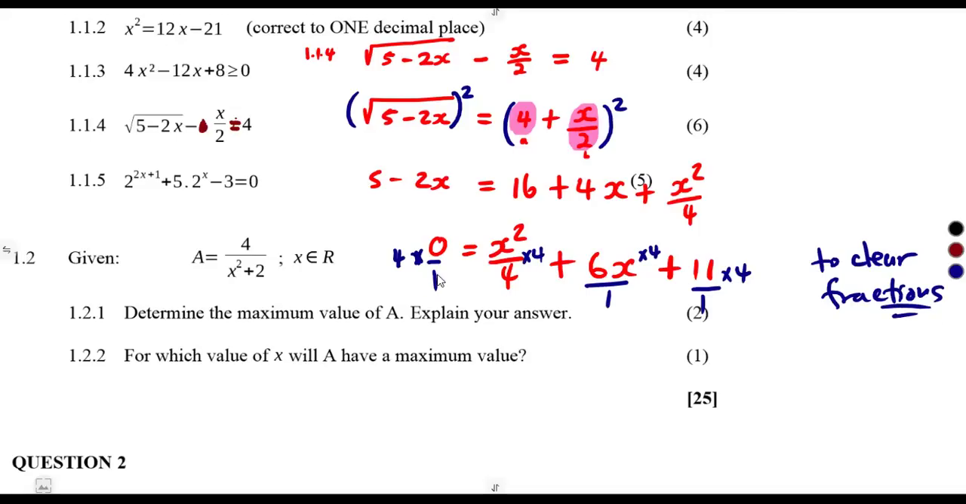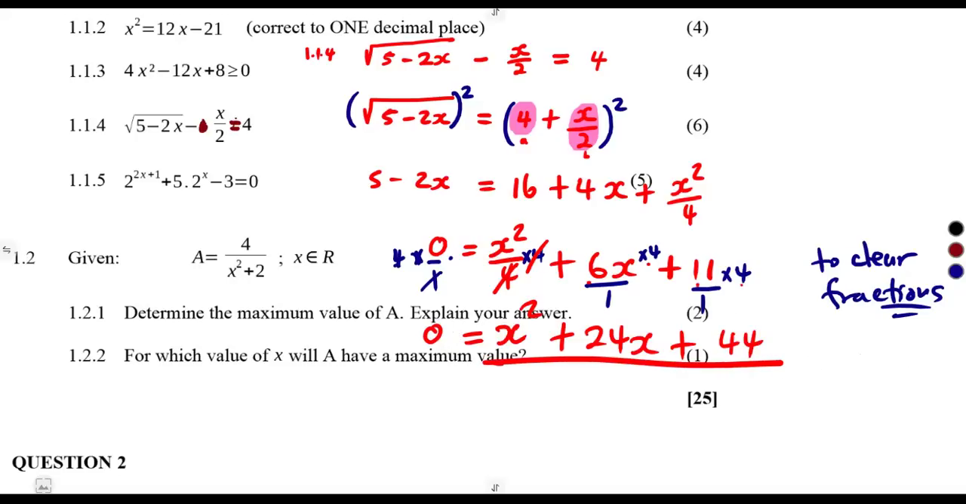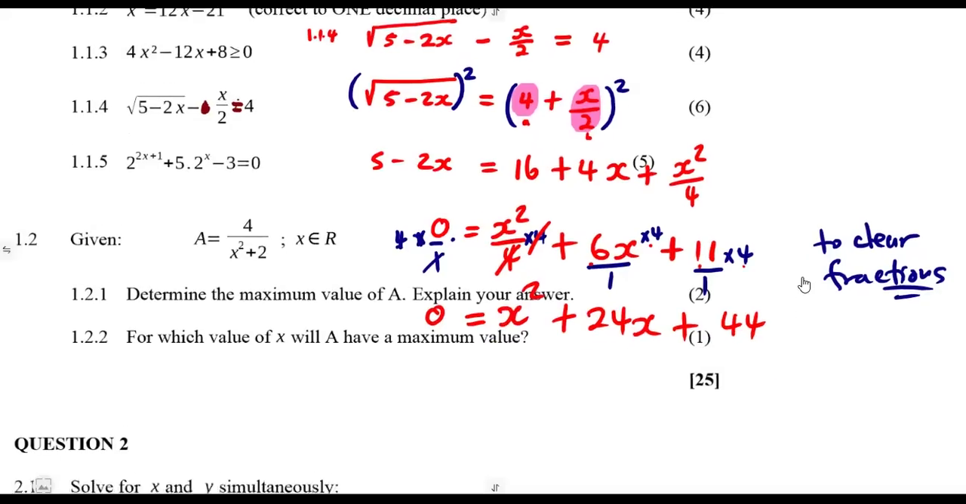So meaning to say this, guys, that's a 4. Then 4 times 0 is what? That's a 0. Any number times 0, that's a 0. So you're going to have 0 is equal to the 4, and the 4 here is going to cancel. That's x squared plus 6 times 4, which is 24. So that's 24x plus 11 times 4, which is what? 44. This is where we are. We have a normal quadratic equation that we are used to.